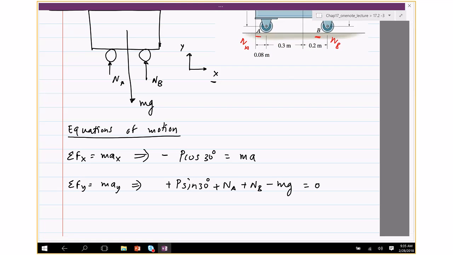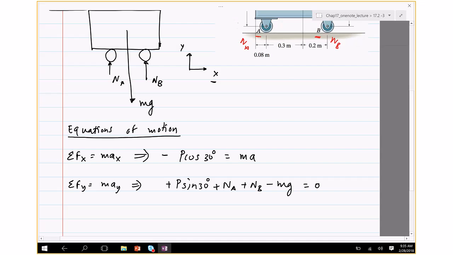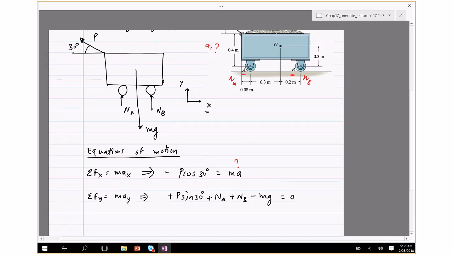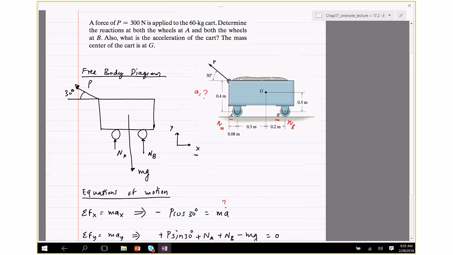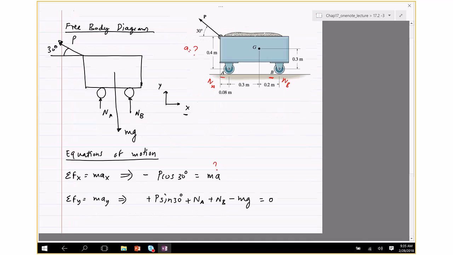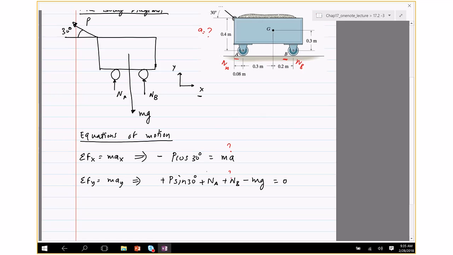So again, ask yourself, what are the unknowns? Acceleration is unknown. Is P an unknown? Well, P is given to us, so NB and NA are unknowns. mg is given. All this is given. So we have two equations here, and there are three unknowns: acceleration, NA, and NB. So we cannot solve this using those two equations. So we need to generate a third equation. That third equation comes from moment equilibrium about G.